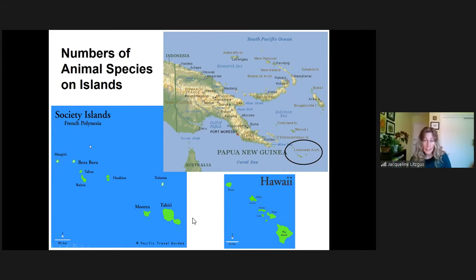So for example, the Society Islands have a lot fewer species than these Loyalty Islands. Okay, so why is that? If the surface area is the same, why are there fewer species on these islands compared to these islands? And then when you think about the Hawaiian Islands, which are 10 times the area of the Loyalty Islands, they have even fewer bird species, as an example of animals. The surface area there is way bigger than it is for these little islands, right? So it's not just size. There's something else that plays a role.